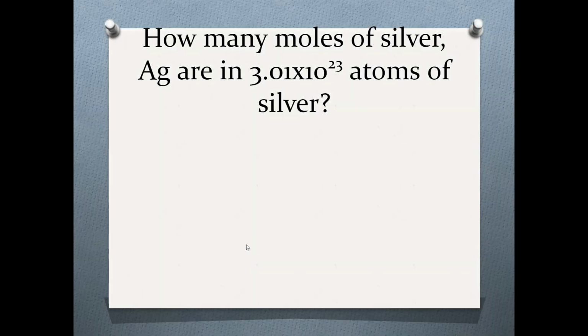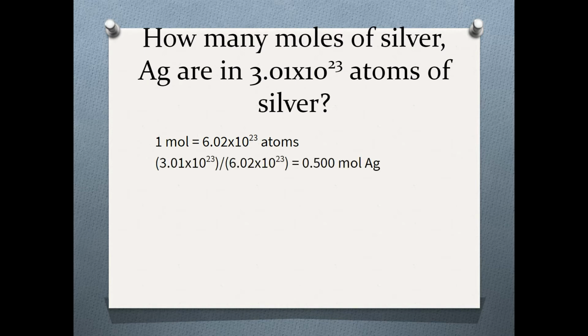So let's look at an example. Let's say I have 3.01 times 10 to the 23rd atoms of silver, and I want to know how many moles that is. Well, we know that 1 mole is 6.02 times 10 to the 23rd atoms. So if I take the number of atoms given and divide it by Avogadro's number, I would find how many moles of silver I had, which ends up being 0.500 moles. Now, please note, it's written as 0.500. That is because of sig figs. So you may need to go back and review how you do sig figs.